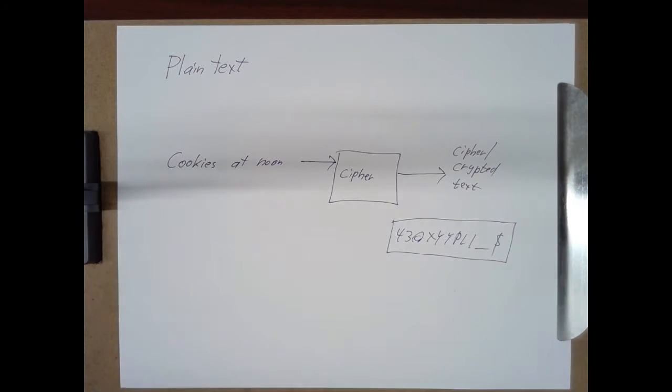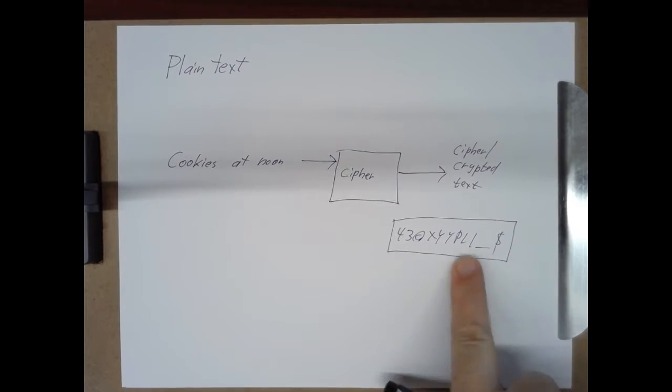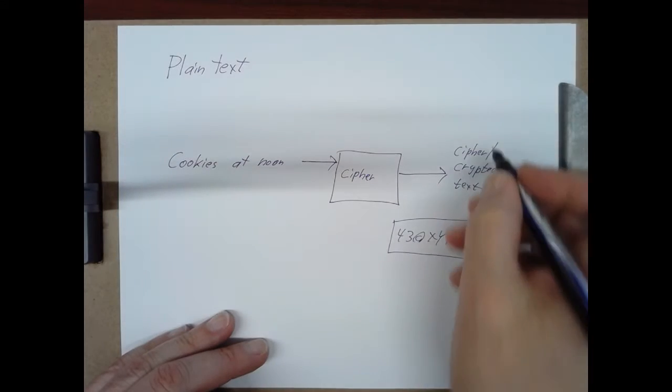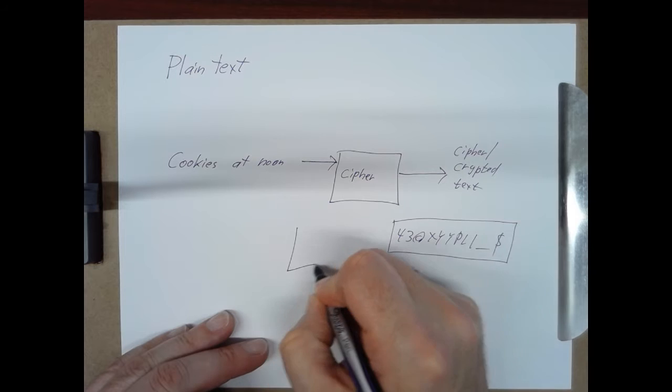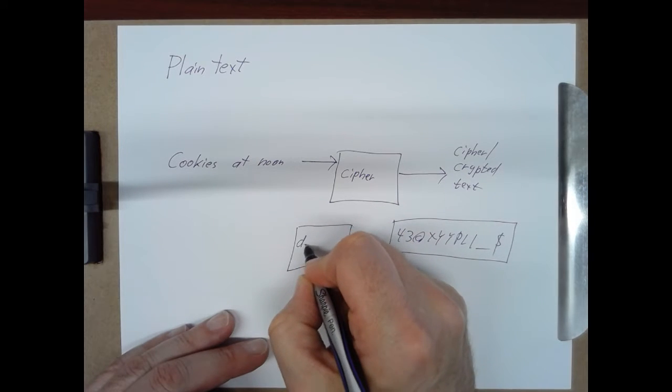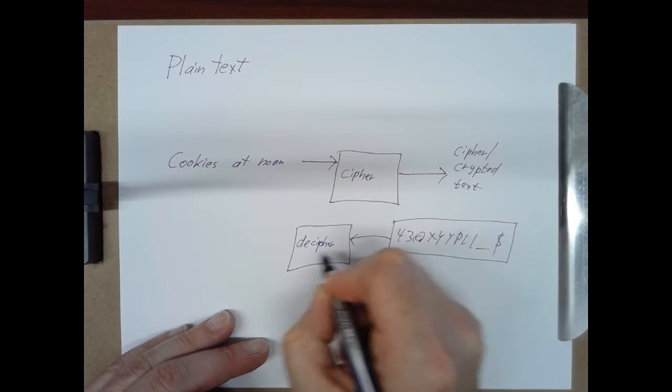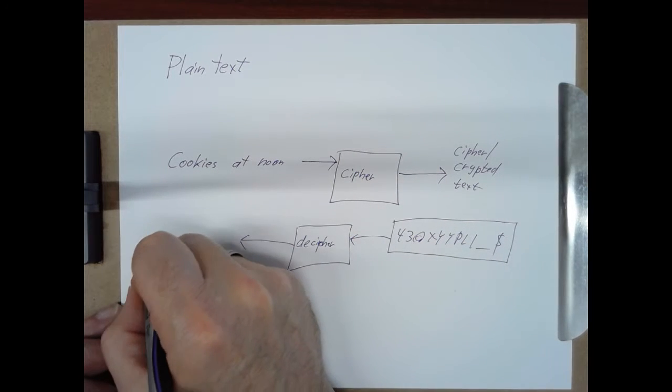Okay, so that's a basic setup for a crypto system. It's a way to encode plain text so that if somebody else reads it, they don't know what the message is. But hopefully the person that you intend to read it has a way of taking this and translating it back into cookies at noon. So they can take their encrypted text and they can run it through some kind of decipher, and out comes plain text.